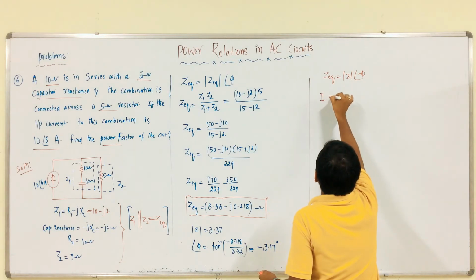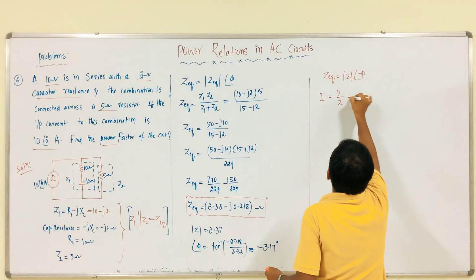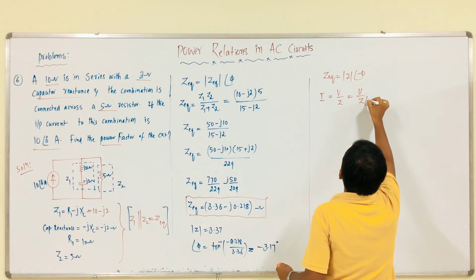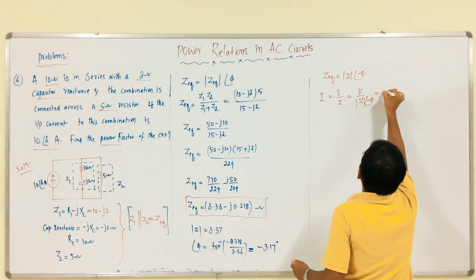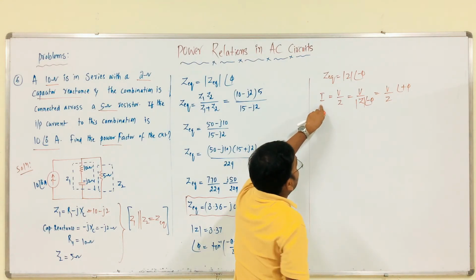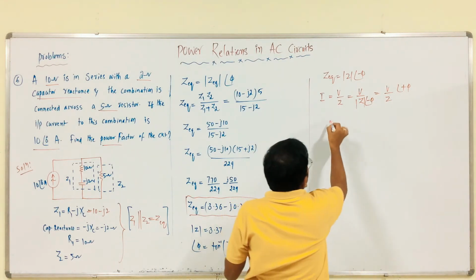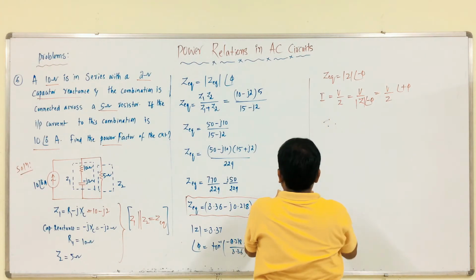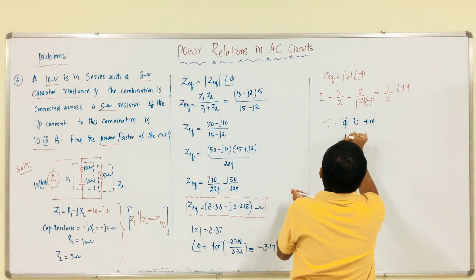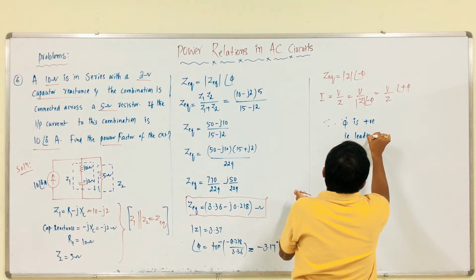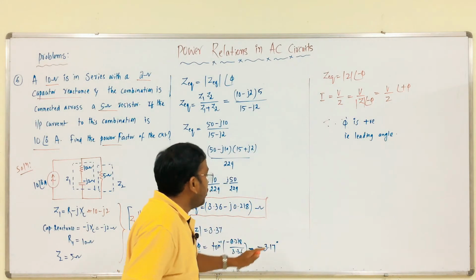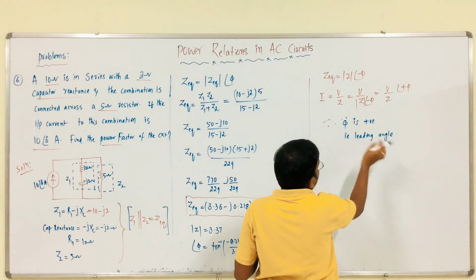Coming to current, V by Z, therefore V by Z at an angle minus phi, we can get V by Z at an angle plus phi. So coming to this, current is plus phi only, which is positive, that is a leading angle. This is the impedance. For impedance, the angle is negative, but coming to current, that is positive, that is a leading angle.